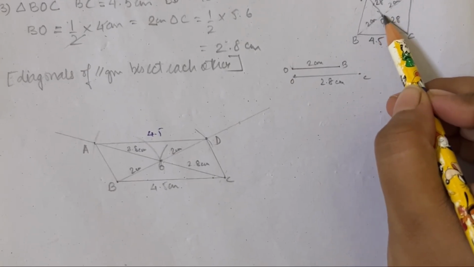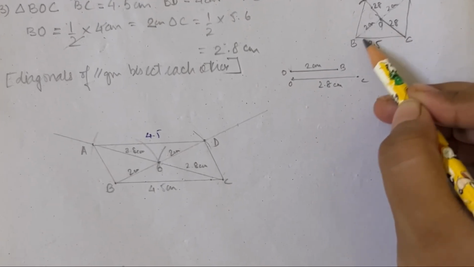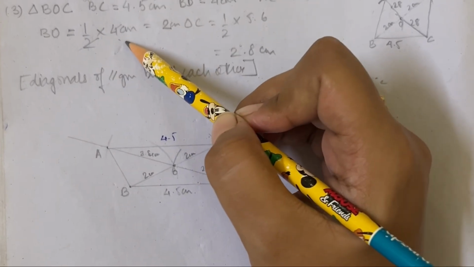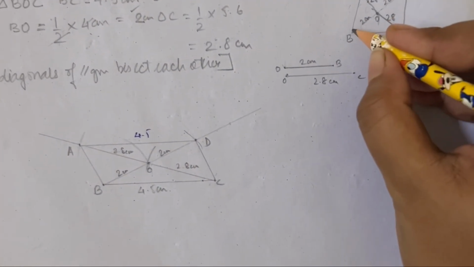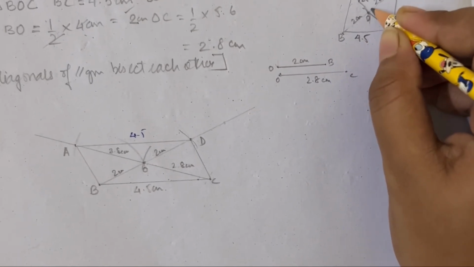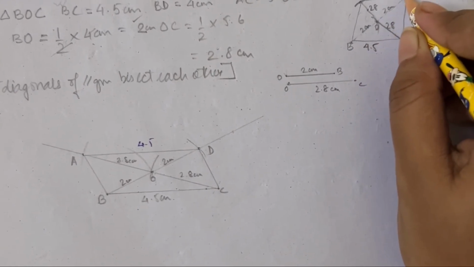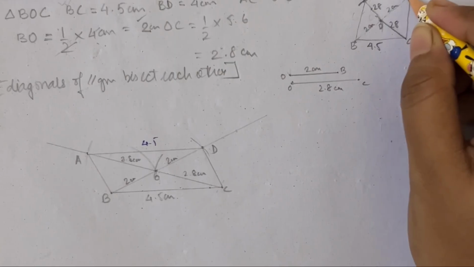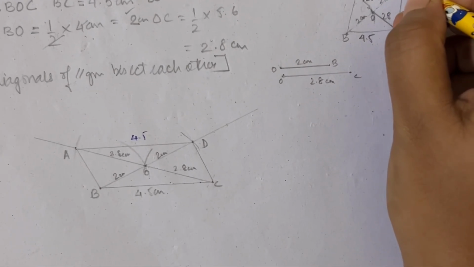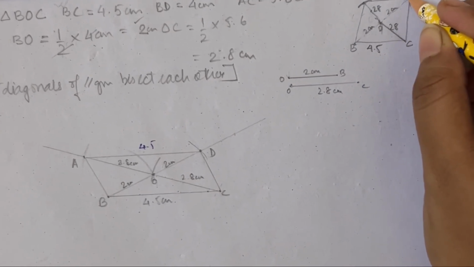But first, as the diagonals are provided, we have to find BO. How do we find BO? BO is half of BD, that is half of 4 cm, that is 2 cm. So we are going to measure 2 cm on the compass and draw an arc and bisect it here, O. So we get BO as 2. Now BD is 4, then OD will also be 2. So from O we measure 2 cm and draw an arc here. So we get the point D. So we are going to draw this line CD.